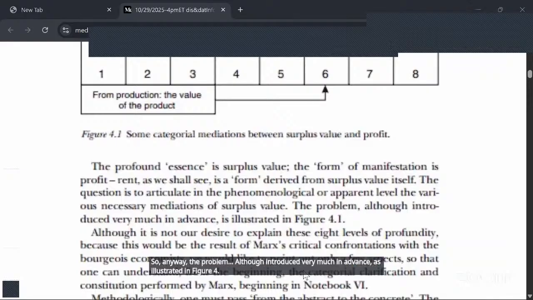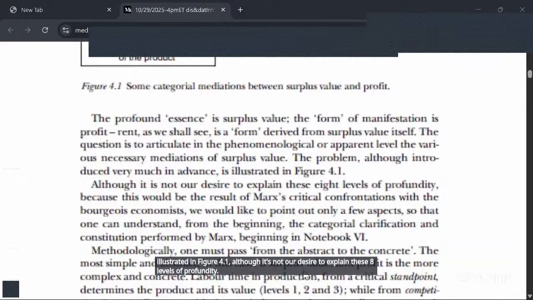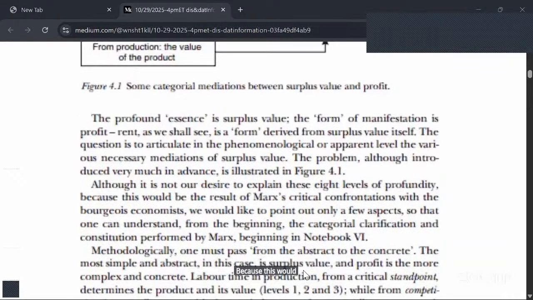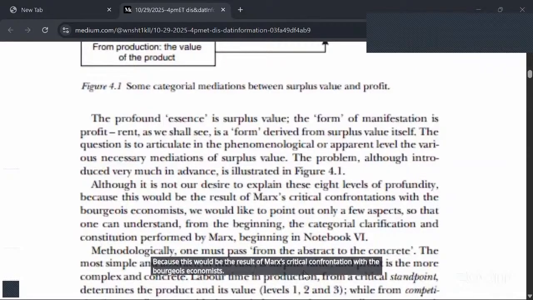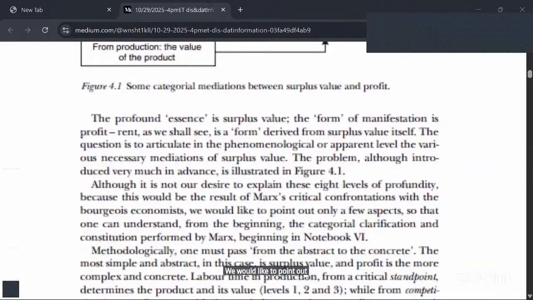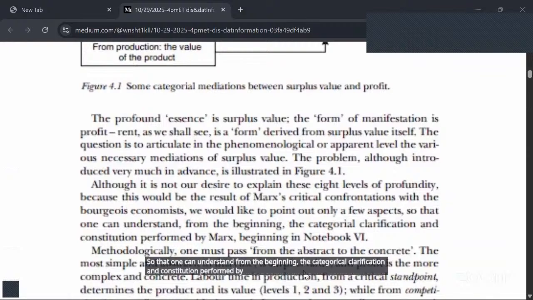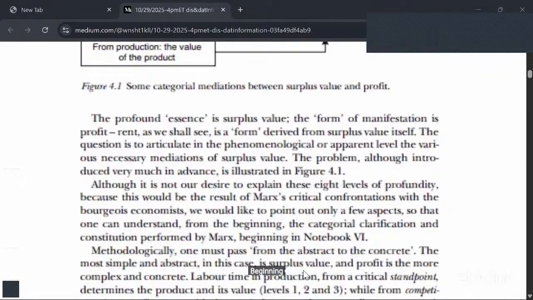Although it's not our desire to explain these 8 levels of profundity, because this would be the result of Marx's critical confrontation with the bourgeois economists, we would like to point out only a few aspects so that one can understand from the beginning the categorical clarification and constitution performed by Marx, beginning in Notebook 6.